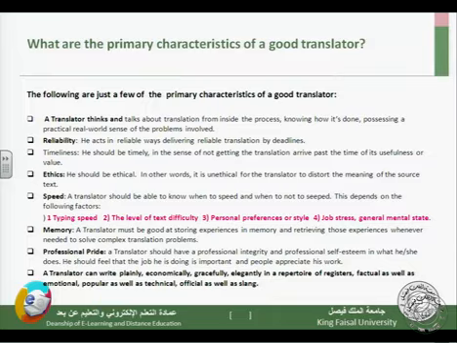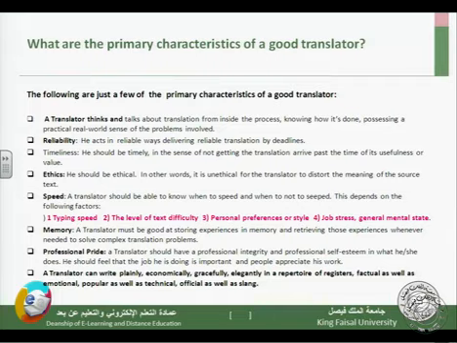Ethics are very important for a translator. He should be ethical. In other words, he should have some morals. It is unethical for the translator to distort the meaning of the source. It is not moral to change the meaning of a translation, or to distort or damage it, just to serve your own purpose. So you have to be really trustworthy for any translation given to you to do.